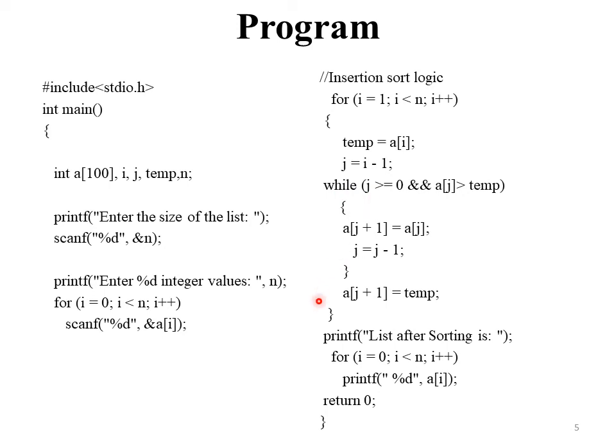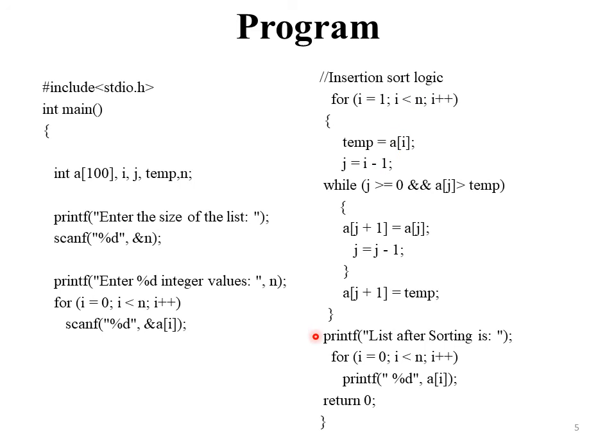Okay. Now we repeat this process, incrementing i from 1, and we repeat all this process till i is less than n. Here our number of elements is 5, so the number of passes is 4.